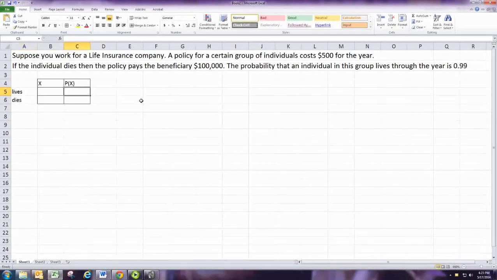The probabilities are easily determined. The probability that the individual lives is given to be 0.99. The probability that they die would then be 0.01, since we know that the total of the probabilities must be 1.